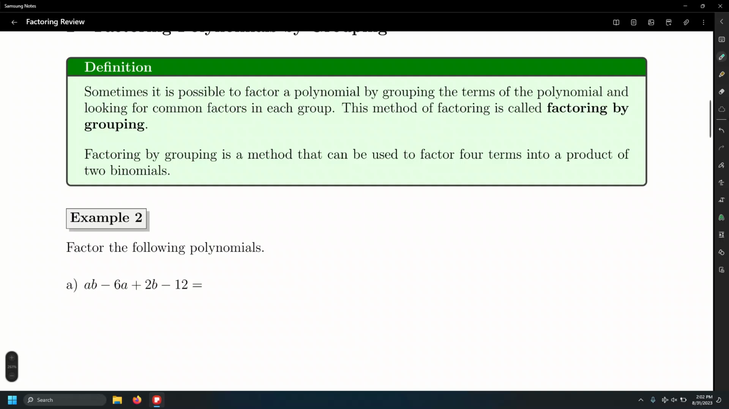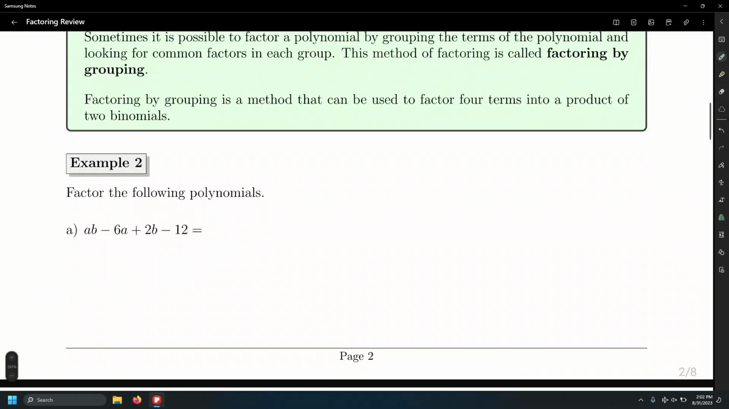Are we going to review before we do it? No, we need to move on through the factoring and then we will go through the quiz. All right.